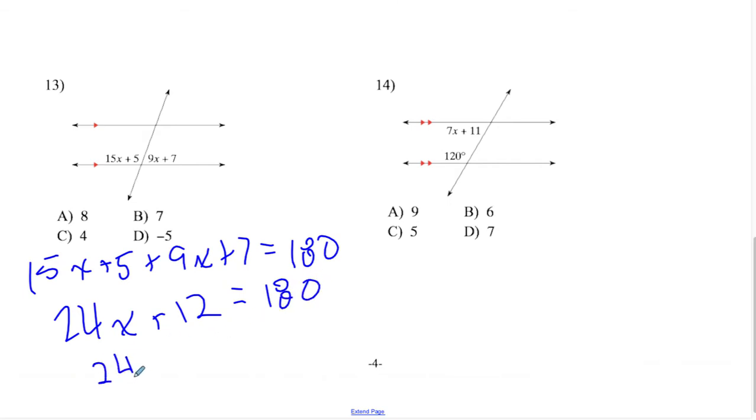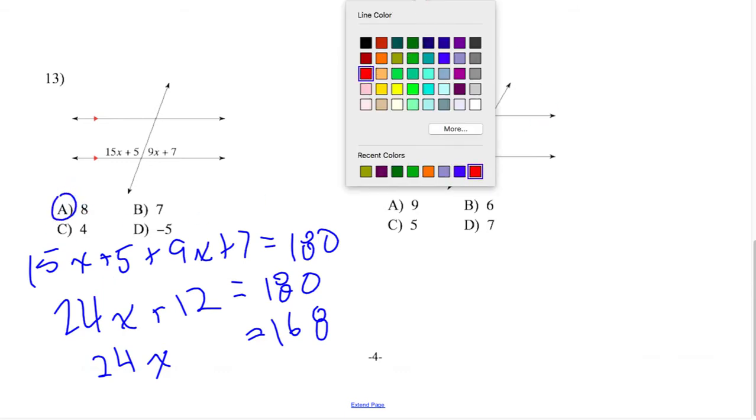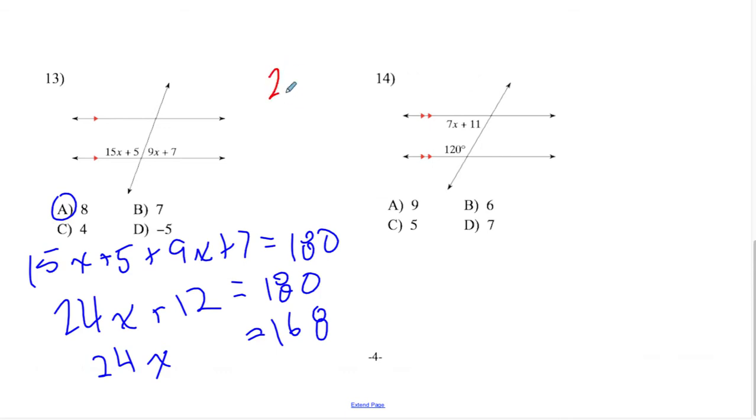I get 24x is equal to, and I'm going to subtract 12, so that's going to be 168, and divide both sides by 24. You will not have a calculator on your test, so you're going to have to go ahead and check here. So if I multiply by 4, 4 times 2 is about 80, so it's about double 4, so the correct answer is 8. And you can check that just in case you think that the guess is bad. But if I do 24 times 8, I know, Riley, hold on.